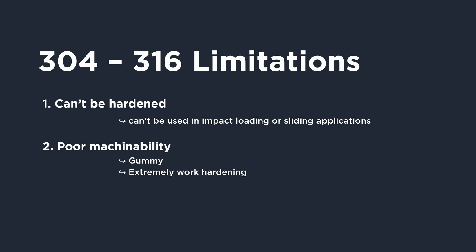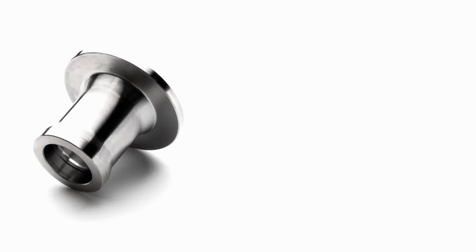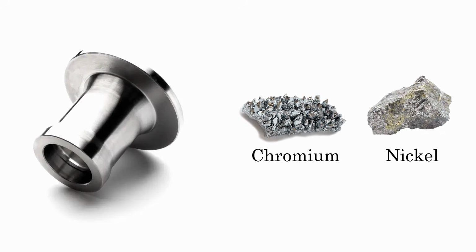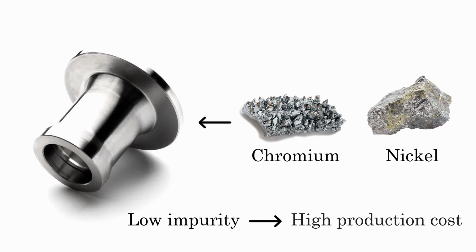Third limitation is higher cost. Stainless steel 304 typically costs 3 to 5 times more than carbon steel because 304 and 316 contain chromium and nickel. And especially nickel is very expensive. Also, stainless steels are made with much lower impurity levels, which increases the production cost.